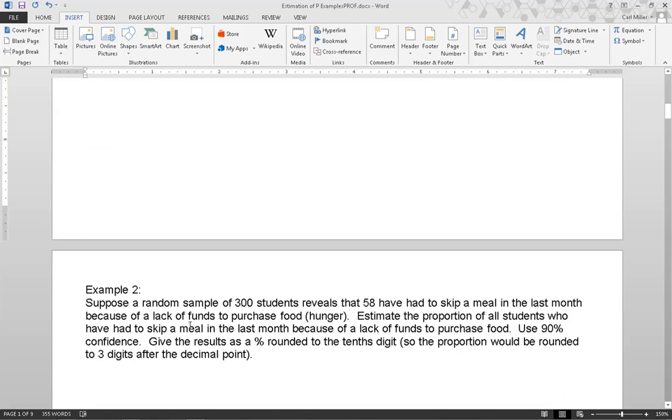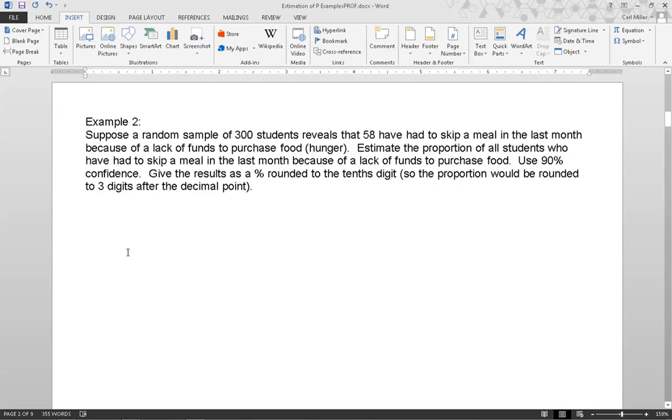Let's look at another example. In example 2, suppose a random sample of 300 students reveals that 58 have had to skip a meal in the last month because of a lack of funds to purchase food. Estimate the proportion of all students who have had to skip a meal in the last month because of a lack of funds to purchase food. Use 90% confidence. Give the results as a percent rounded to the tenth digit, so the proportion would actually be rounded to 3 digits after the decimal point.